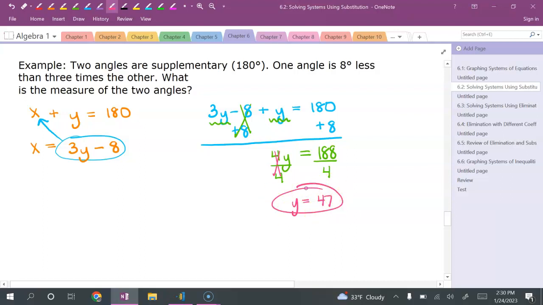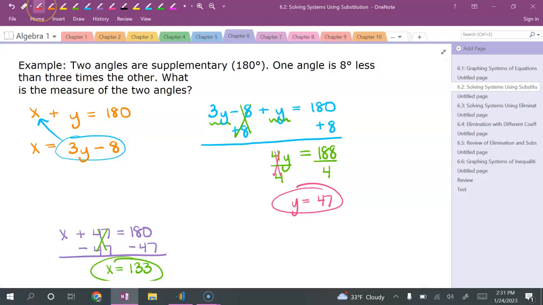So now what I can do to find the other one is go back up into one of my original equations here and solve for the other letter. So I'm just going to use that top one, x plus 47, because that's what we said y was, equals 180. I'm going to subtract 47. And so that should come out to be 133. So x is 133, y is 47.